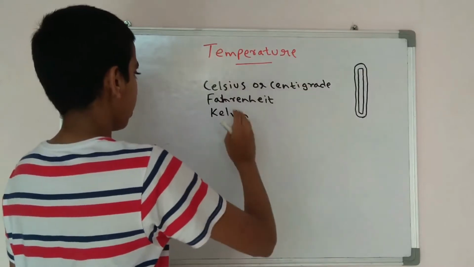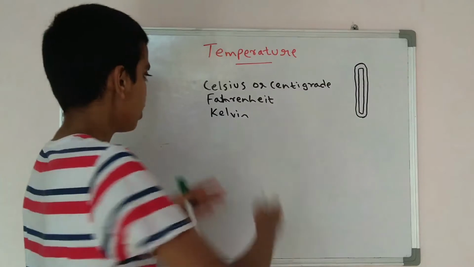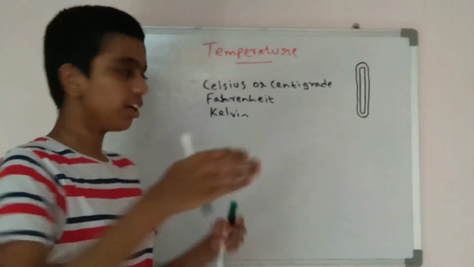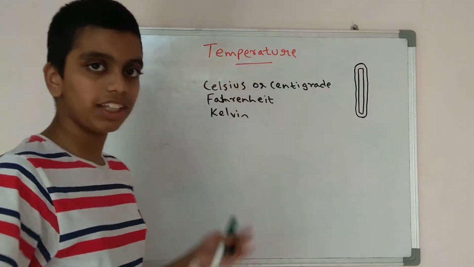Celsius or centigrade and Fahrenheit are the two units we use in our daily life, but Kelvin is mainly used in laboratories by scientists. So how do we equate these three units together?